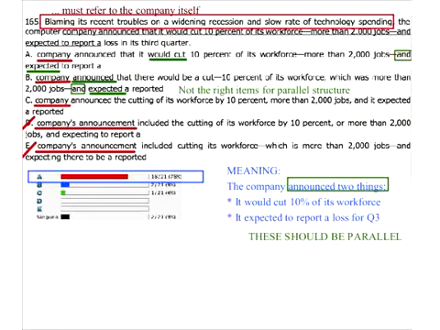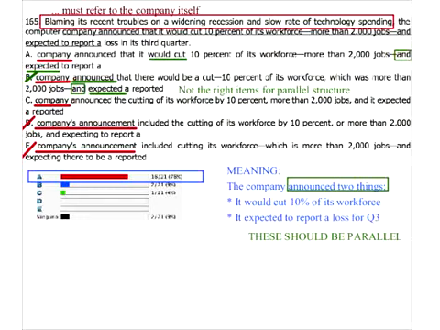I mean, the meaning of the sentence, which you can tell by reading it at first, is that the company announced both of these things. So it wouldn't really make sense if the company announced this and magically we know that they expected that. It only makes logical sense if the company is announcing both of these things. So those are not the things that we want to see in parallel.